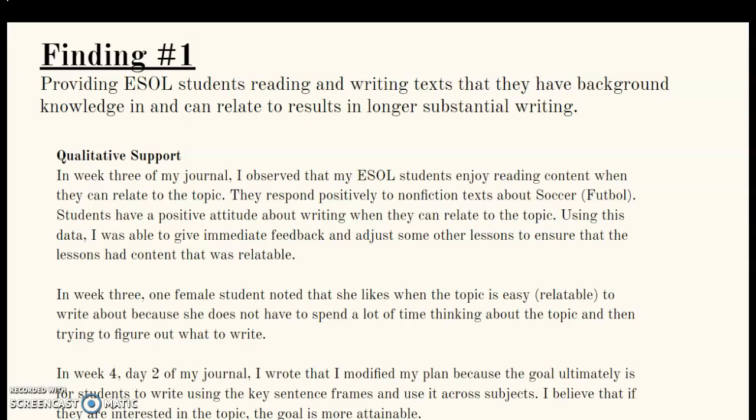In week 3, one female student noted that she likes when the topic is easy or relatable to write about, because she doesn't have to spend a lot of time thinking about the topic and then trying to figure out what to write about. In week 4, day 2 of my journal, I wrote that I modified my plan because the goal ultimately is for the students to write using the key sentence frames and then use it across subjects. I believe that if they're interested in the topic, the goal then is more attainable.